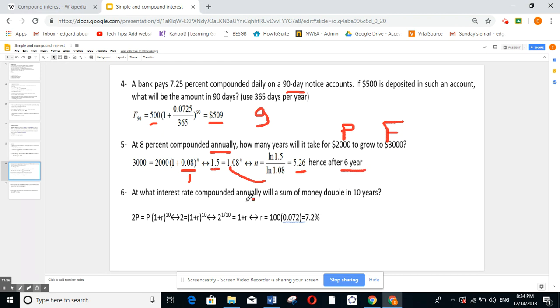At what interest compounded annually will a sum of money double? Suppose the interest is compounded annually, so here R over 1. Suppose you're going to put P, to double, the future value will be 2P. P and P cancel out by division, so 2 equals (1 plus R) power 10. And I want now R. I have the power, so I don't introduce ln as I did before. I raise both sides to the power 1 over 10 to cancel the 10. So you're going to get 2 power 1 over 10 equals 1 plus R. So R will be 2 power 1 over 10 minus 1. If you multiply it by 100, you're going to get 7.2%.